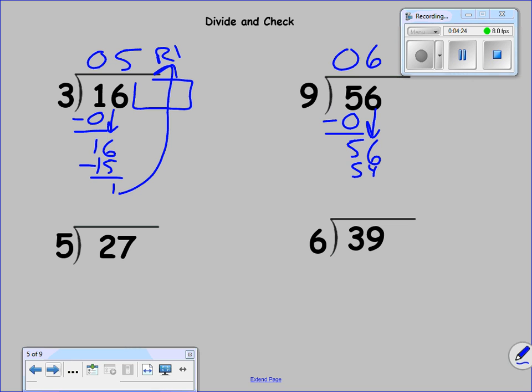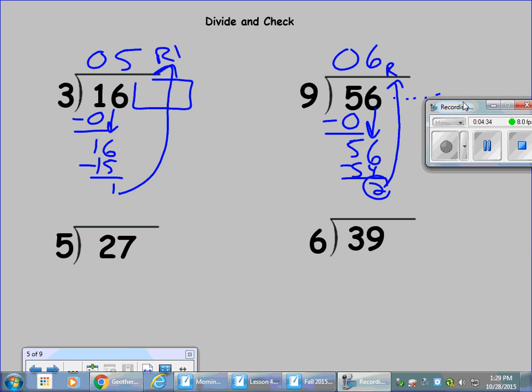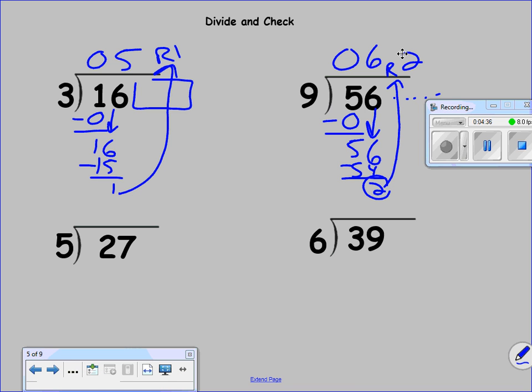Equals 54. I'm going to subtract. I have a 2. Do I have anything else to bring over? I don't. So I'm going to bring this 2 up. So it's going to be a remainder. Better move this. Sorry. I'll keep going here, kids. I know time is precious. Okay. Remainder 2.